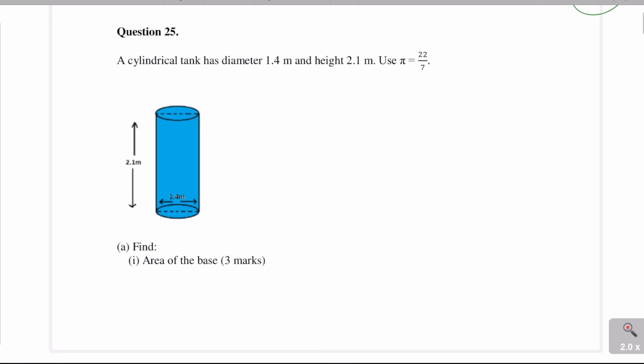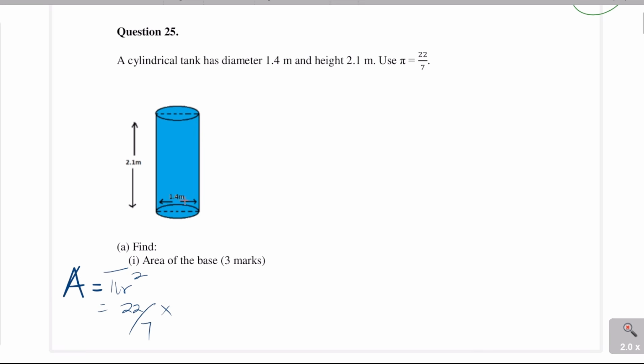When you look at the base, it is circular, and therefore you're going to get the area of the circle. So how do you get the area of the base, which is circular? By simply using this formula. Area is equal to pi r squared. So this will give 22 over 7, which is pi, multiplied by the radius.